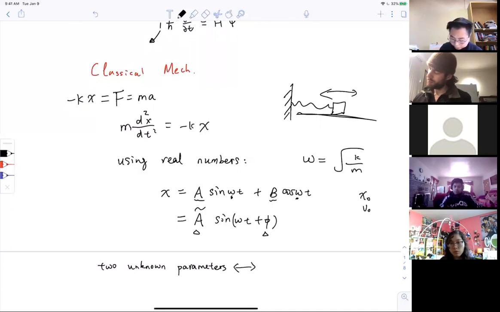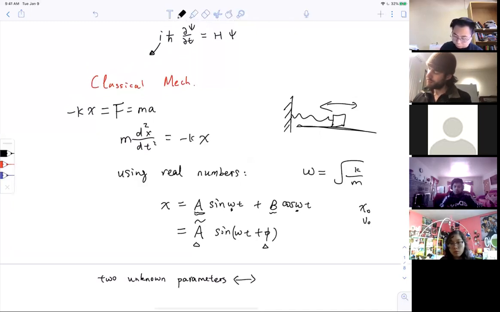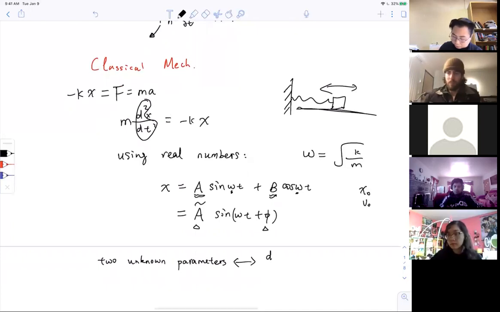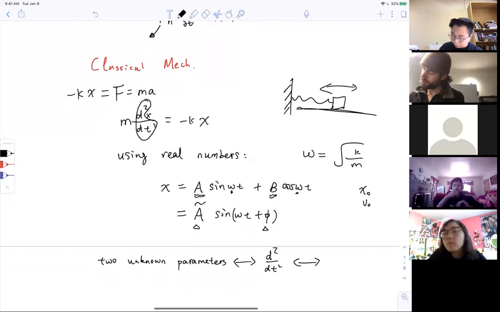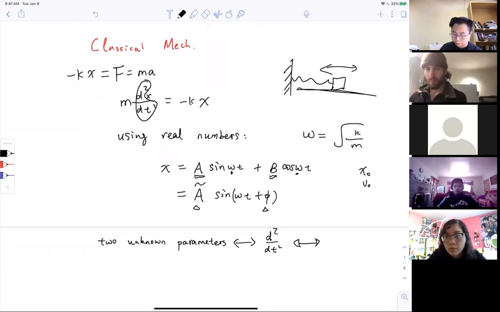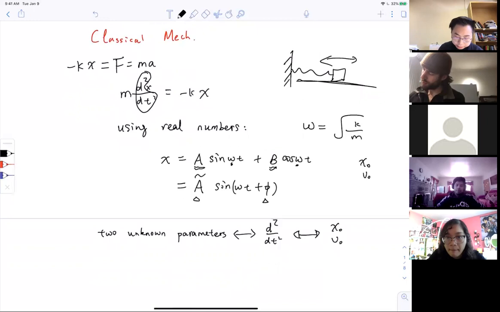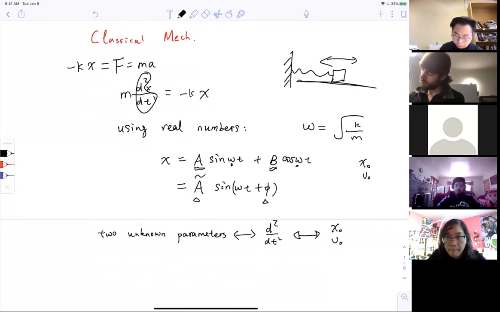The reason why there are two unknown parameters is because your equation of motion is a second order derivative in time. This corresponds to needing two boundary conditions to determine the solution, basically the initial velocity and the initial position, right? This is how we solve this problem using real numbers.